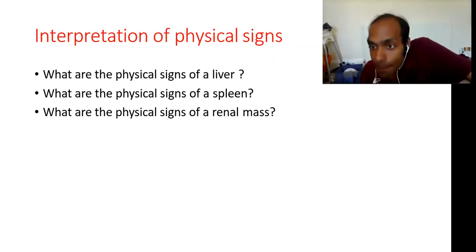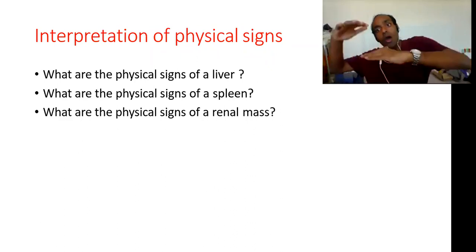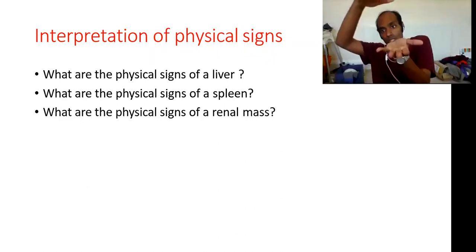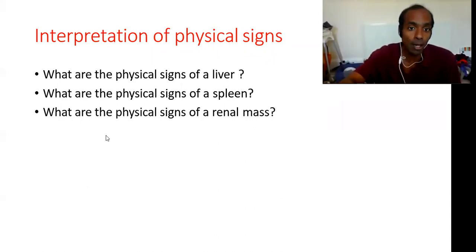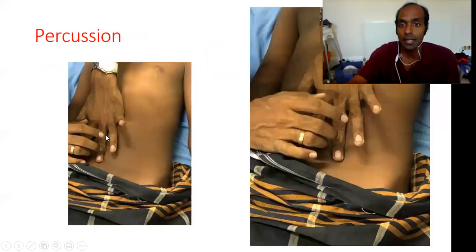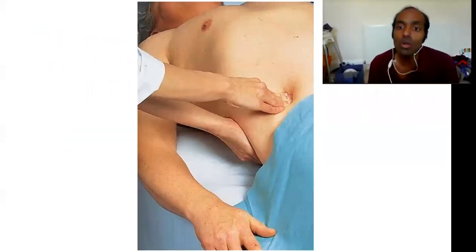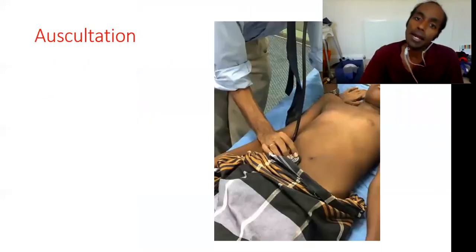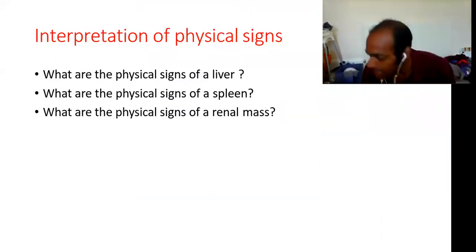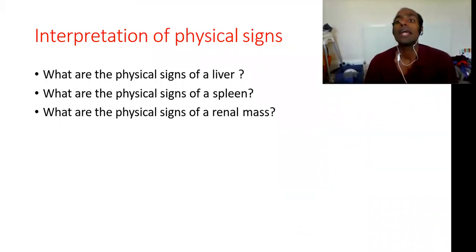It is bimanually palpable. Bimanually. So I've shown you the technique of how to look for bimanually palpable masses, right? Like that. So it is bimanually palpable and ballotable. The location is in the loin region. It moves minimally with breathing.